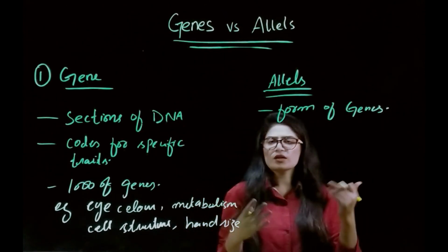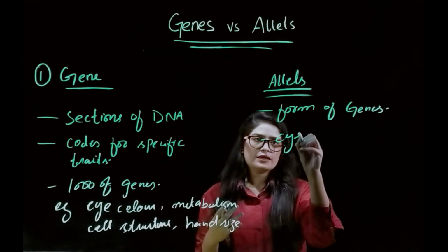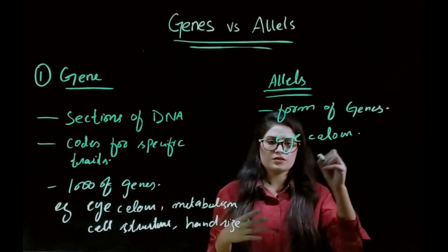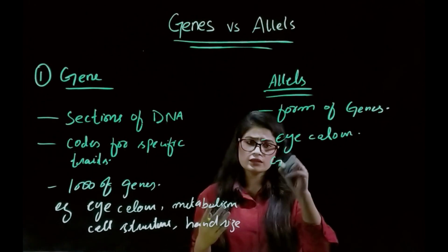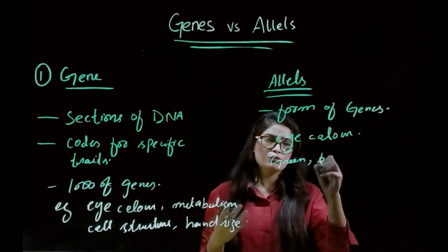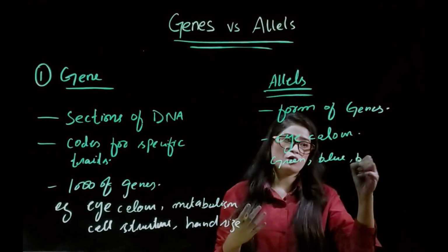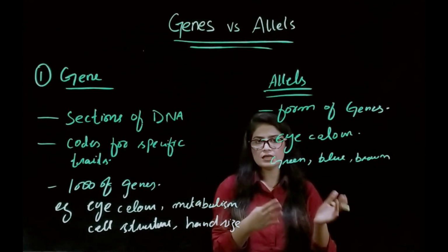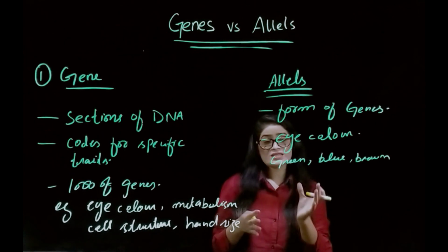And if you talk about the eye color gene, let's take another example. There's green, blue, brown, hazel, so many colors. So these are the eye color forms of the gene. So what is the basic difference?